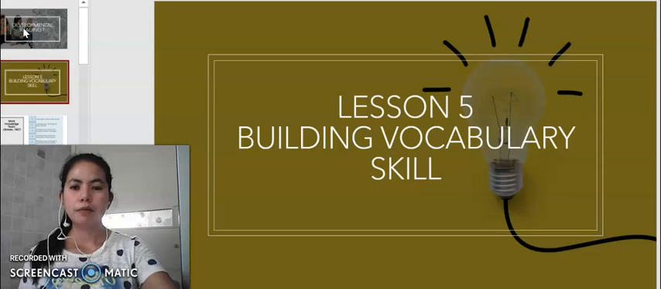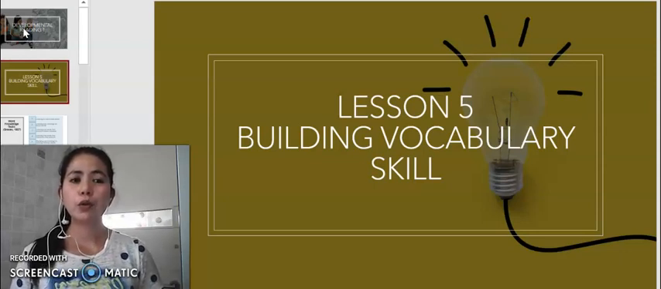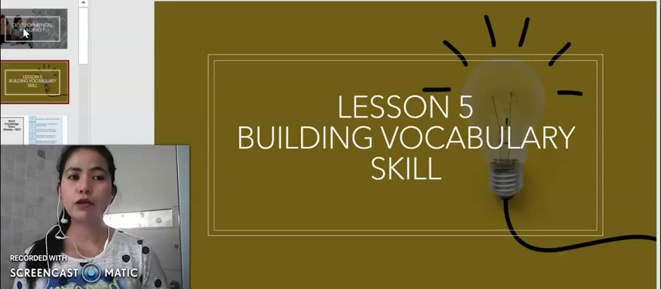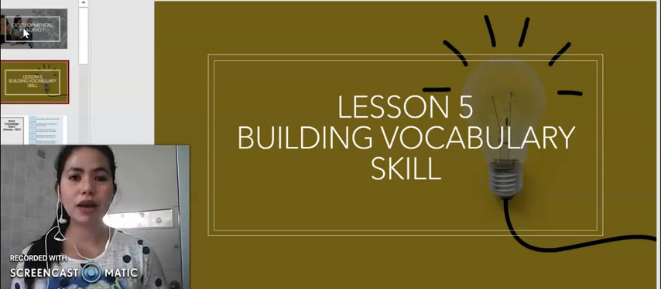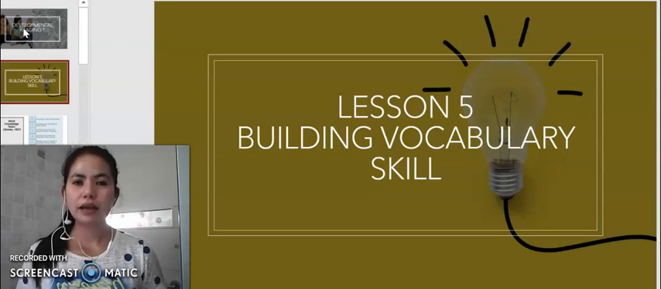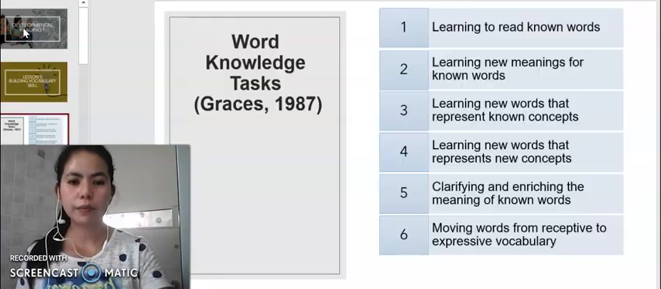Lesson 5, Building Vocabulary Skill. Vocabulary refers to the words we must understand to communicate effectively. So in this lesson, building vocabulary skills will teach us how to build or learn more words so that we can easily understand and we can use them to communicate with others.